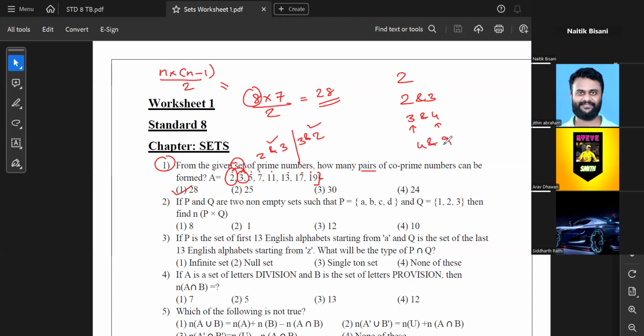For example, 4 and 9. 4 is not a prime number, 9 is also not a prime number, but they don't have anything in common. So they are called co-prime numbers. Okay? Yes, sir, I got it. Okay, that's great.